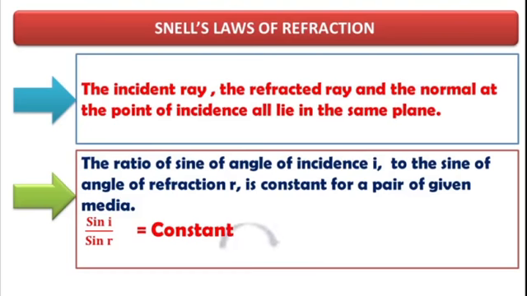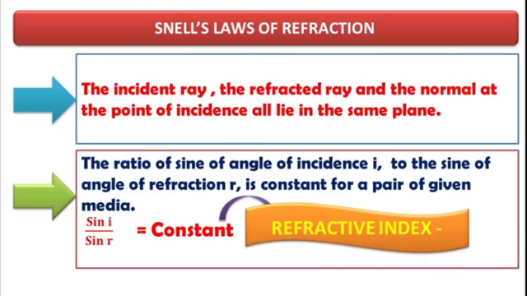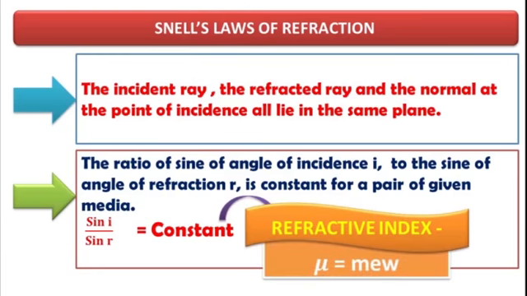This constant we can call by a term called the refractive index. It is denoted by a Greek letter pronounced as mu, M-E-W, mu.